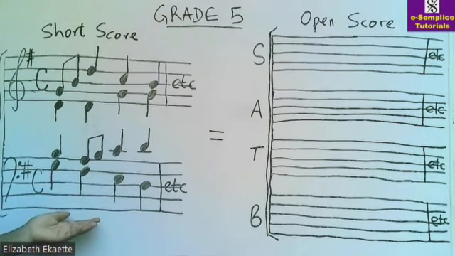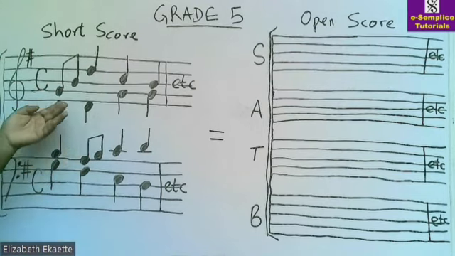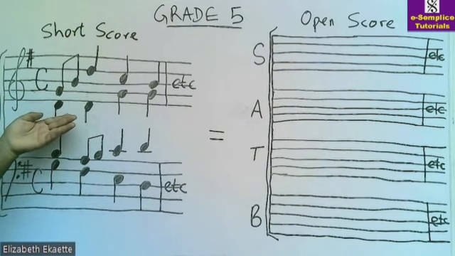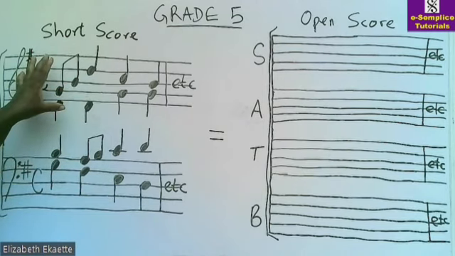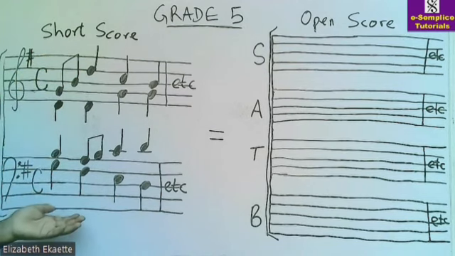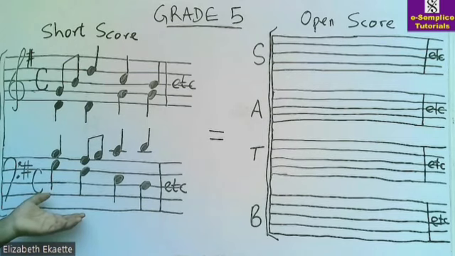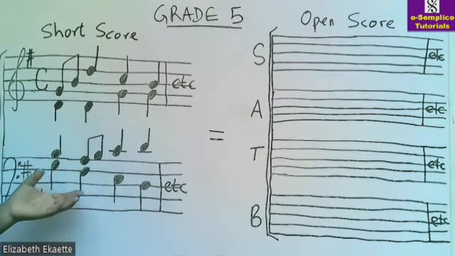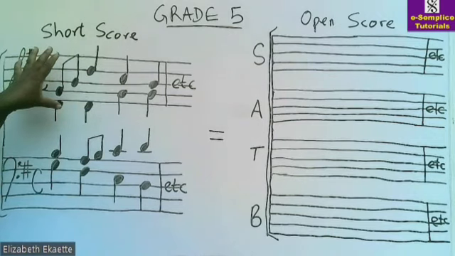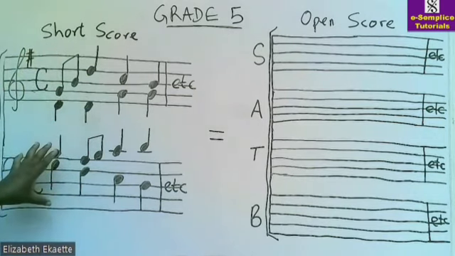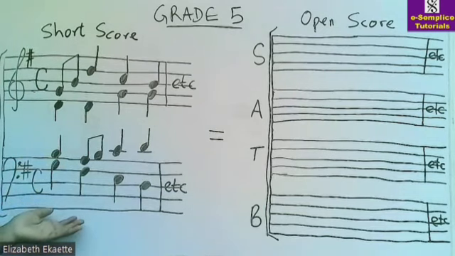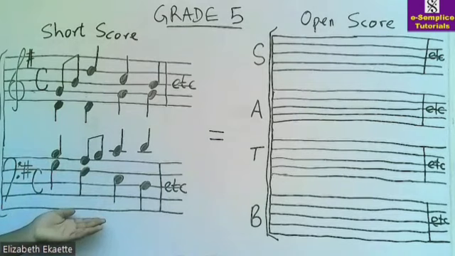short score is when music is written on the grand stave, where you have the sopranos and altos singing from the same stave, and the tenors and basses singing from the bass stave. That is shared by two voices, and the bass stave too is shared by two voices. You'll also notice that in the short score, the stem rule does not apply.